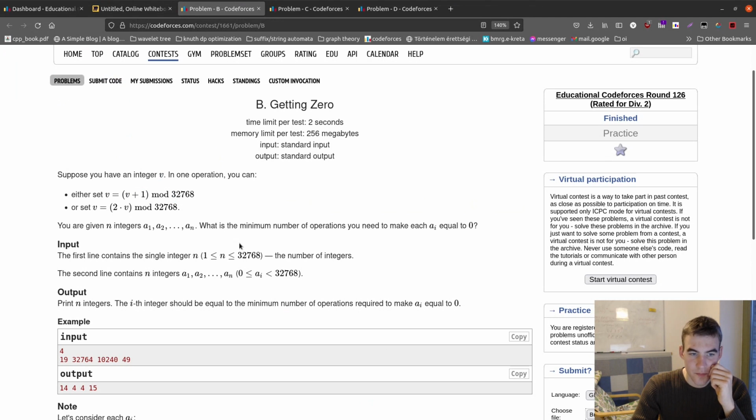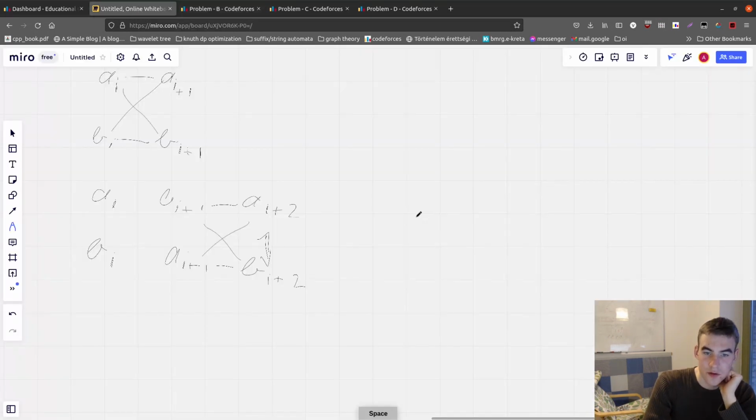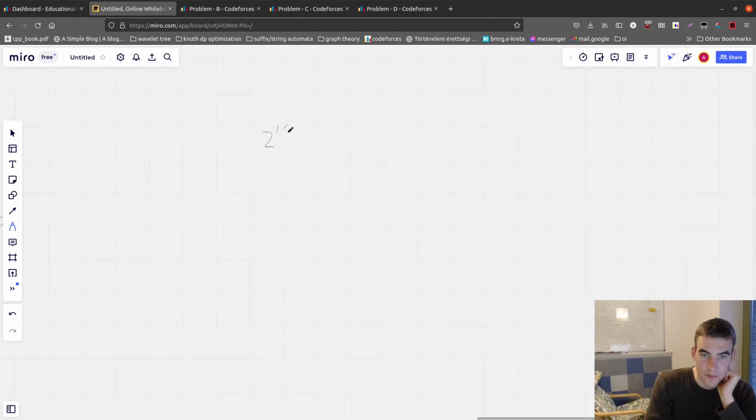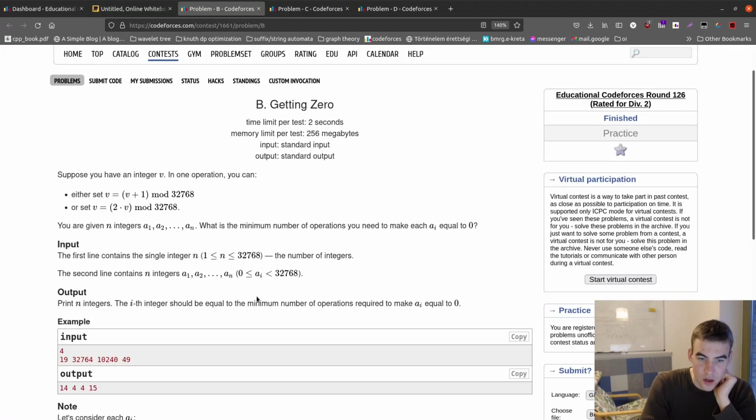Problem B. So we were given an integer v, and we could either increase it by 1 or multiply it by 2. And we always take modulo 2 to the 15th. And we needed to find the number of moves to make all elements in Ai 0.